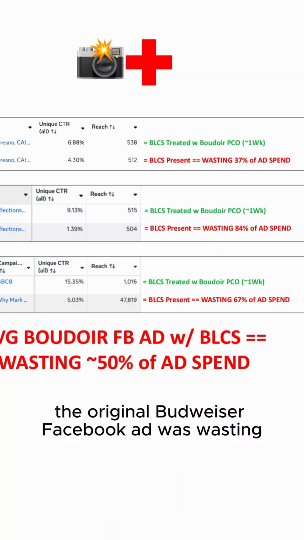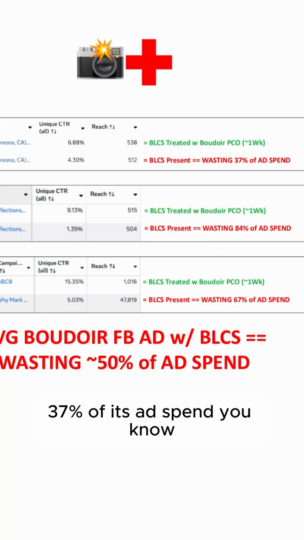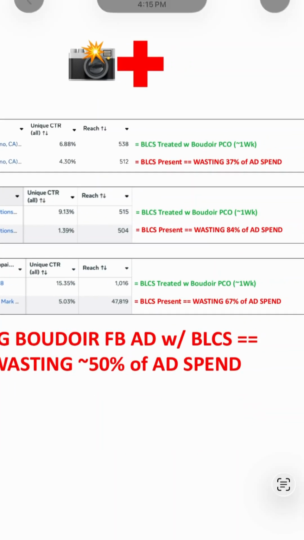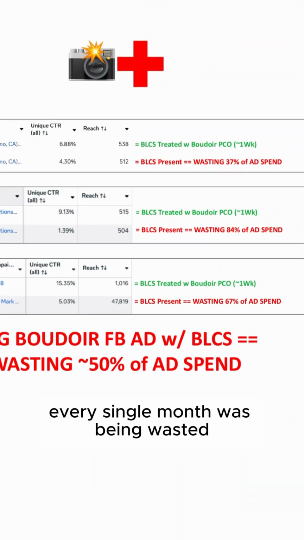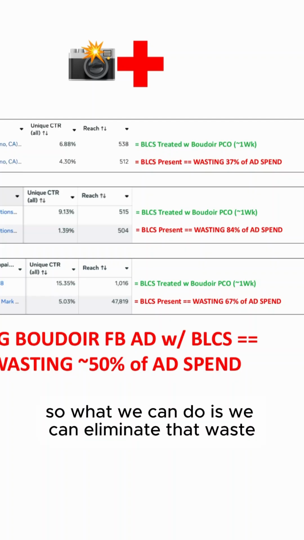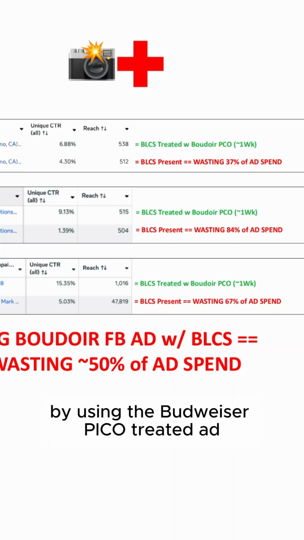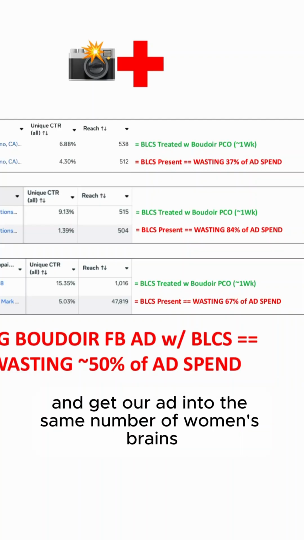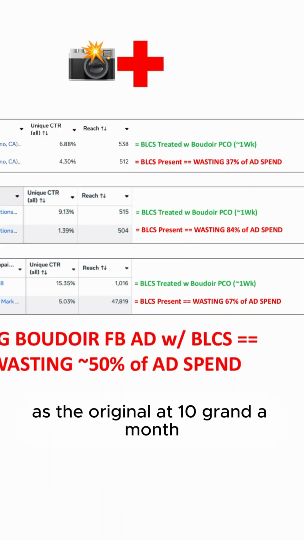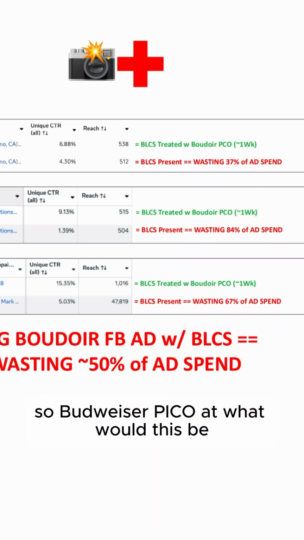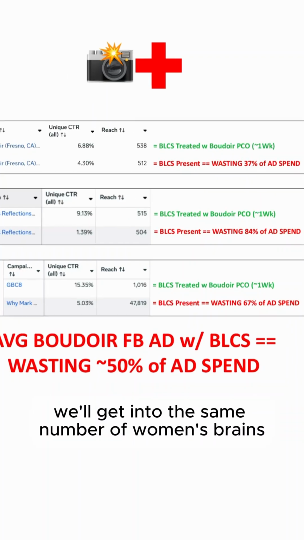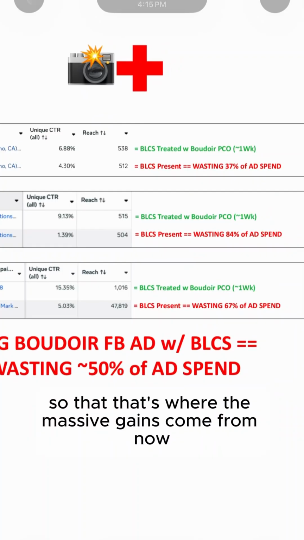So we actually found out the original Boudoir Facebook ad was wasting 37% of its ad spend. So instead of spending 10 grand a month on their Boudoir Facebook ads, $3,700 every single month was being wasted. So what we can do is eliminate that waste by using the Boudoir Pico treated ad and spend the difference instead, and get our ad into the same number of women's brains as the original at 10 grand a month. So Boudoir Pico at, what would this be, $6,300 a month will get into the same number of women's brains as the original at 10 grand a month. So that's where the massive gains come from.